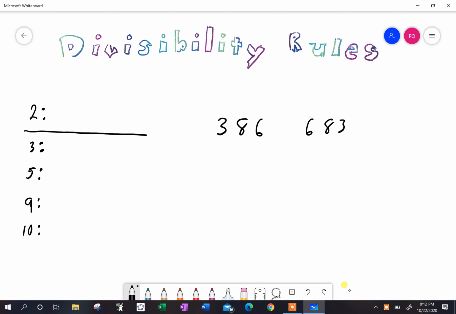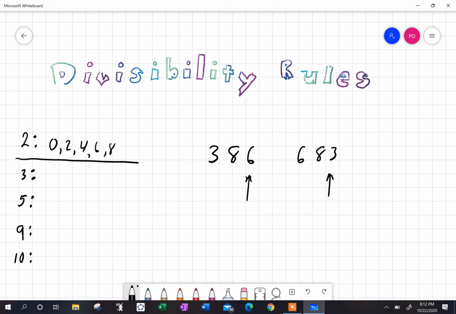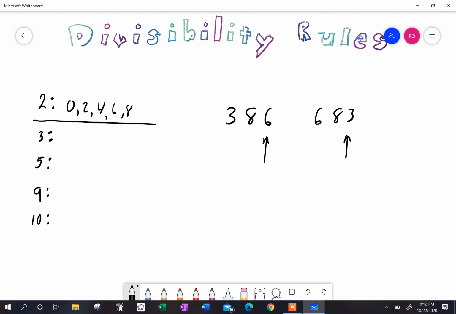If a number can be divided by 2, the last digit, the one in the ones place, must be even. Well, even numbers are 0, 2, 4, 6, and 8. So this number 6 is even, and this number 3 is not. So therefore, I could divide 386 by 2 and get evenly. All right?